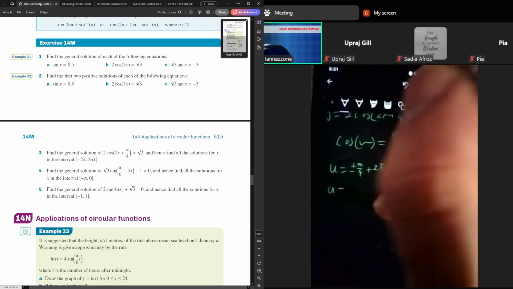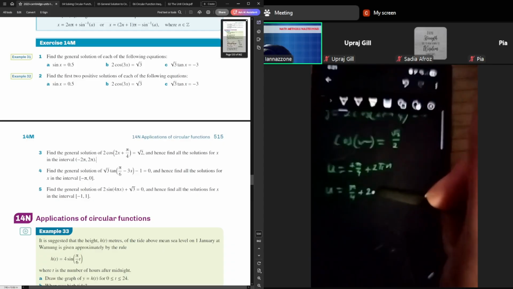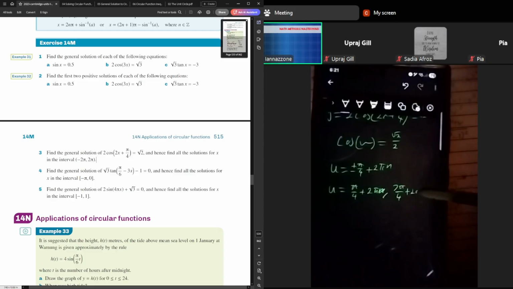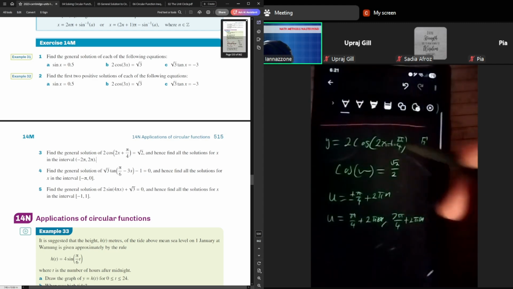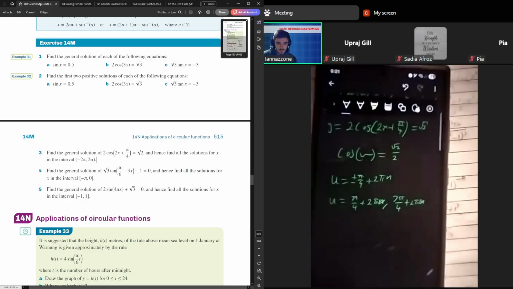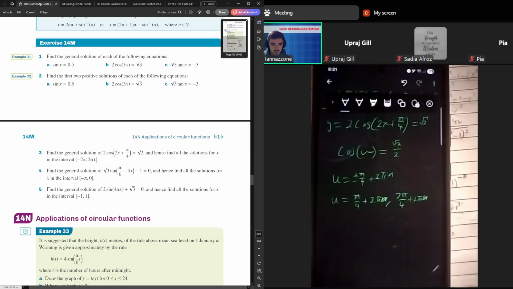Or the alternative would be the positive pi over 4 plus 2 pi n, and then the positive 7 pi over 4 plus 2 pi n. Either of those will get you there, where u is 2x plus pi over 4. Cool enough to go off of, or does anyone want me to continue writing from here?